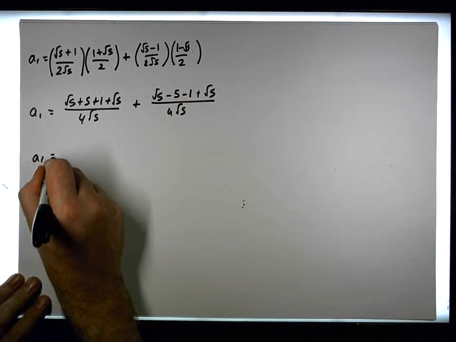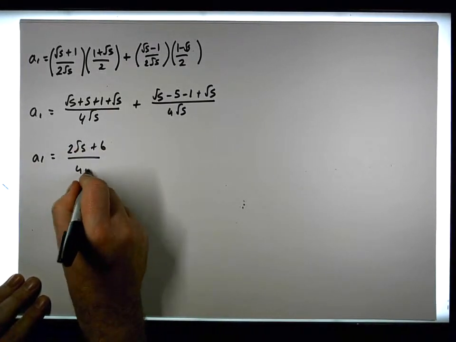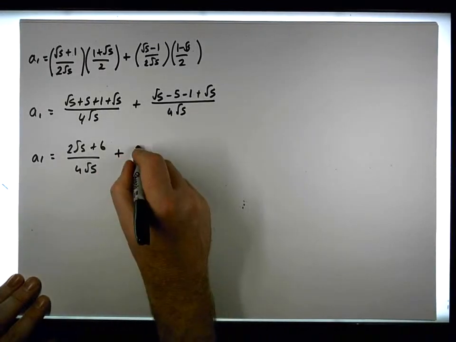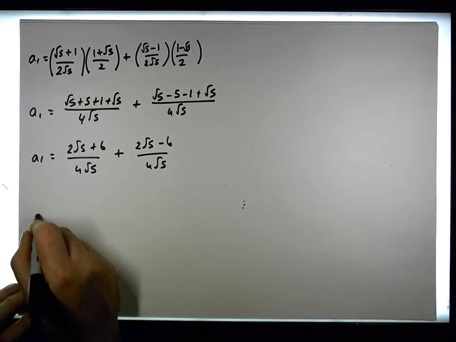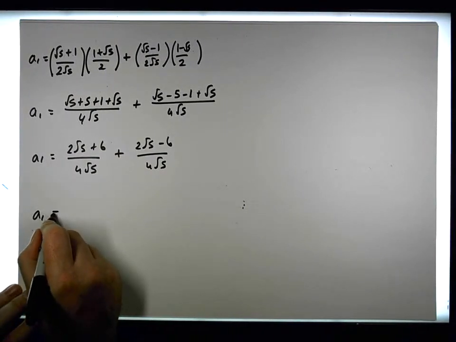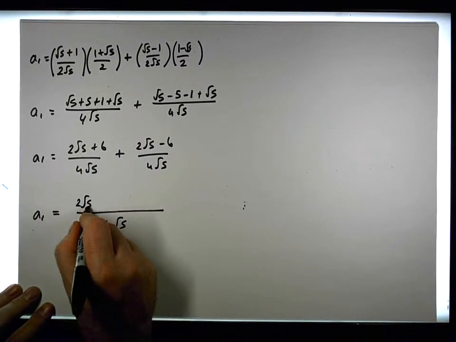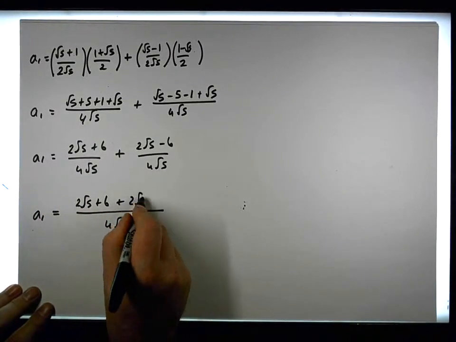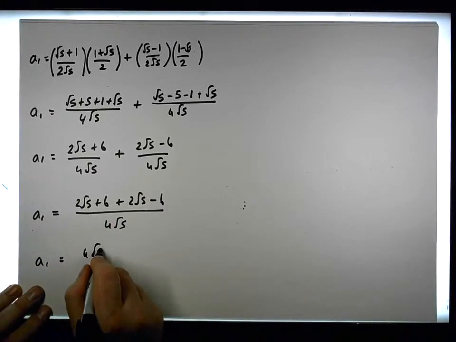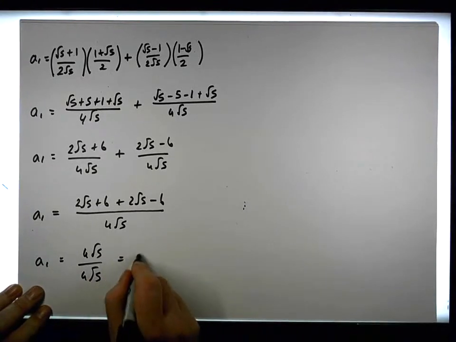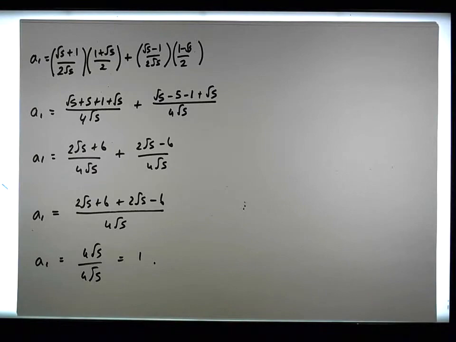So now A1 must be equal to 2 root 5 plus 6 over 4 root 5, plus over here 2 root 5 minus 6 over 4 root 5. What we end up with is A1 equal to a common denominator of 4 root 5, giving us 2 root 5 plus 6 plus 2 root 5 minus 6. And voila, A1 is 4 root 5 over 4 root 5, which is equal to 1. So we could continue this particular process.